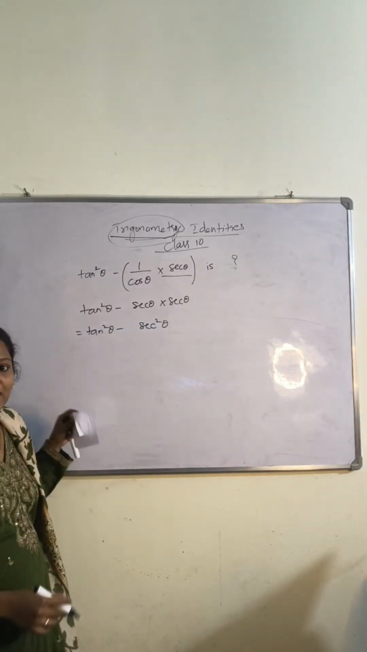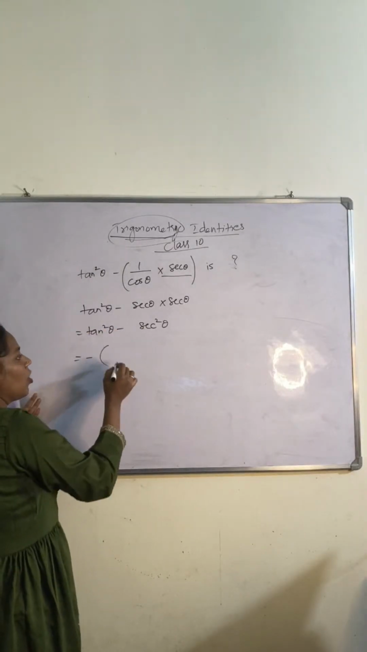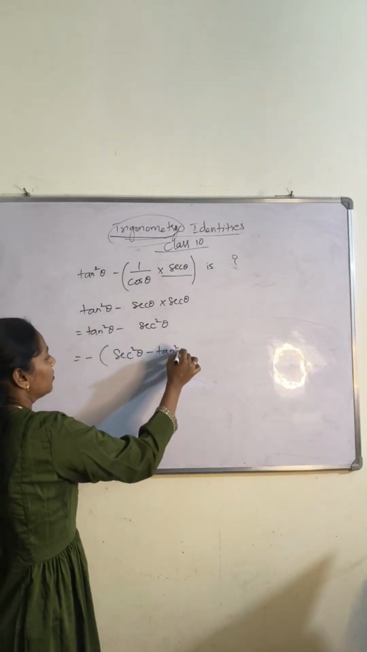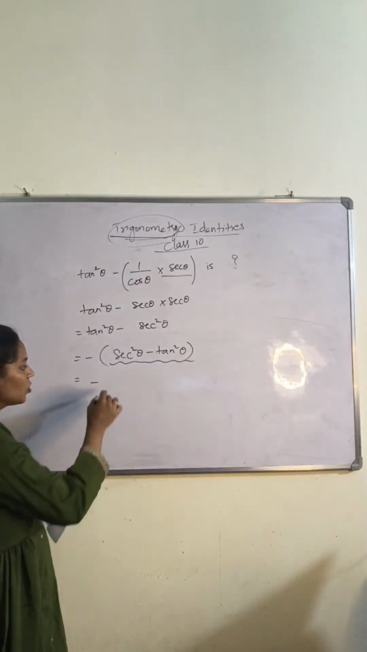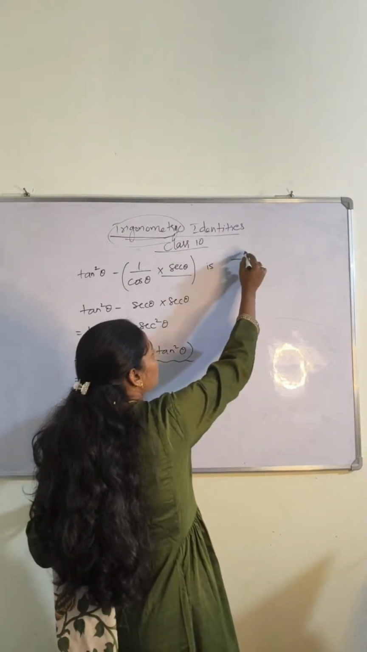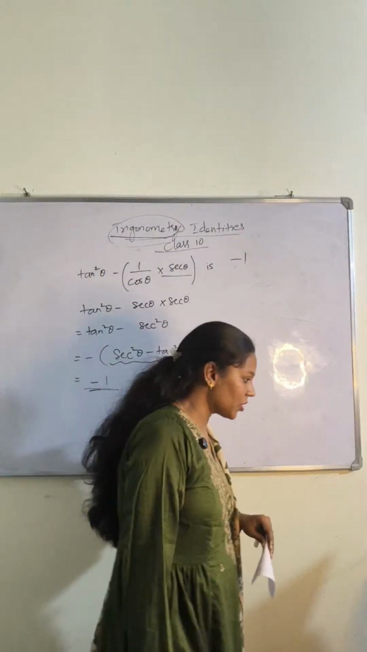Do we have this identity? What we actually have is secant square theta minus tan square theta, and here it is with a minus sign. So minus, and this is our identity, so it is minus 1. So your answer is minus 1. This is given for a 1 mark question.